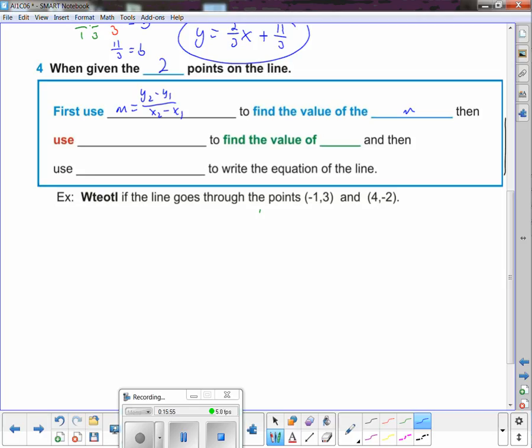Hey, guess what? Once you have the value of m, you have m and 2 points. How in the world are you going to find b? Just like we did a minute ago, right? So, okay, we have an extra point. Big deal. Oh, which one do I use? I don't know. Is it this one or that one? Which one do I use? I got to know.